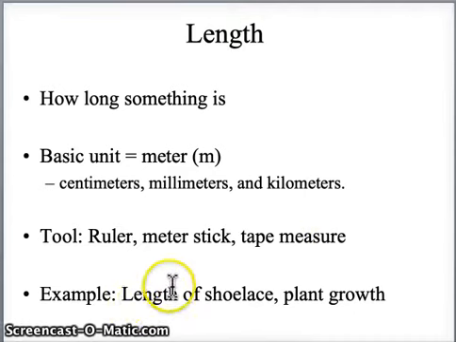Some examples here: the length of a shoelace, you could easily do that with a ruler or a meter stick. If you want to measure plant growth like we did with the Wisconsin Fast Plants, you would use a ruler. If you want to measure the length of a room, a tape measure.